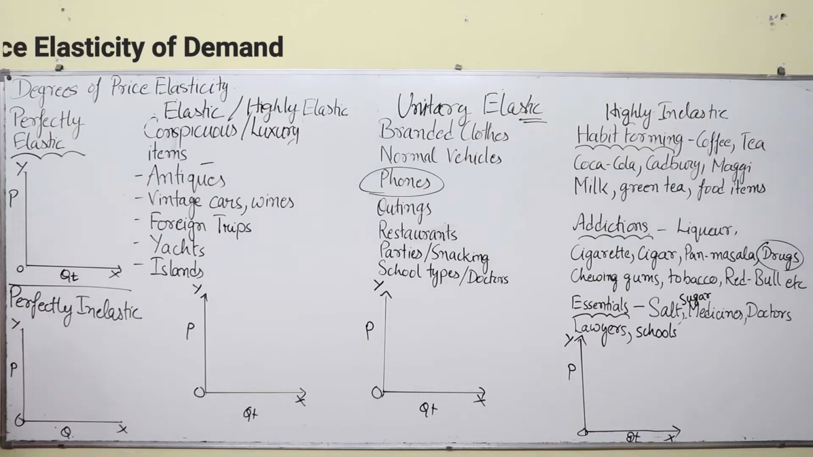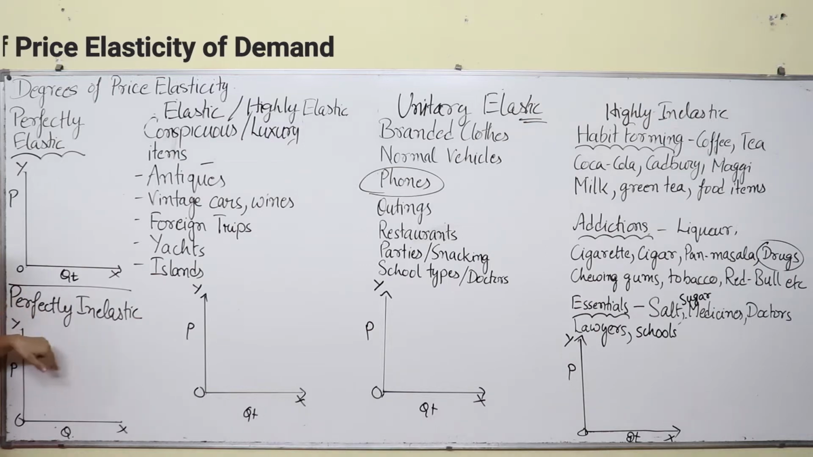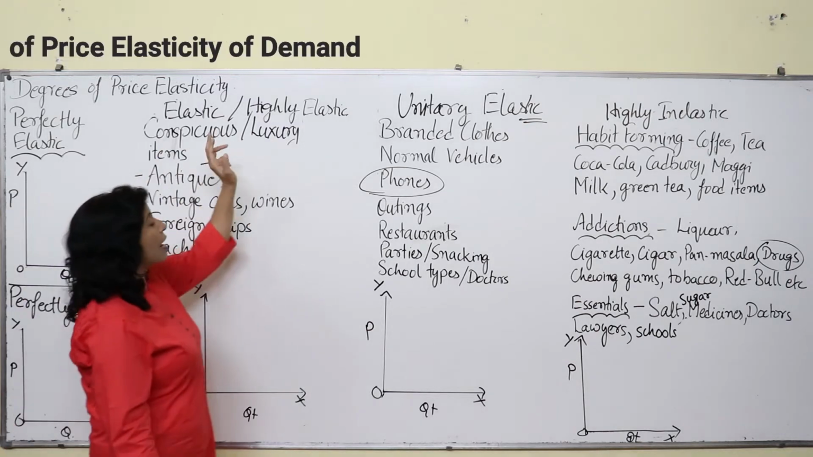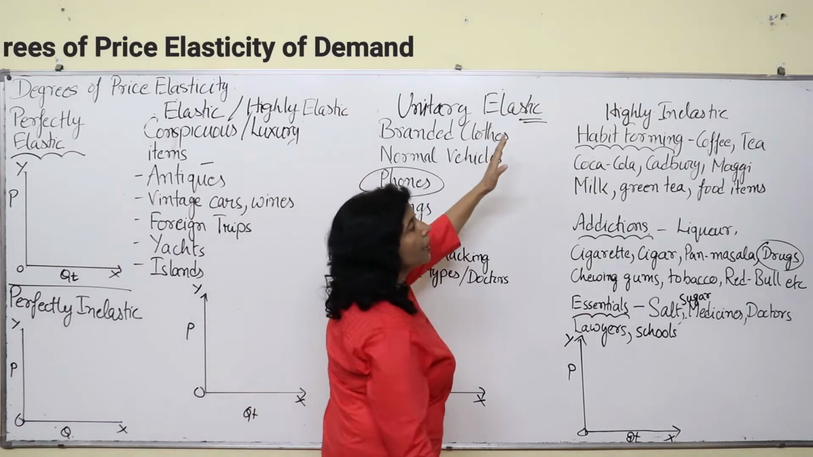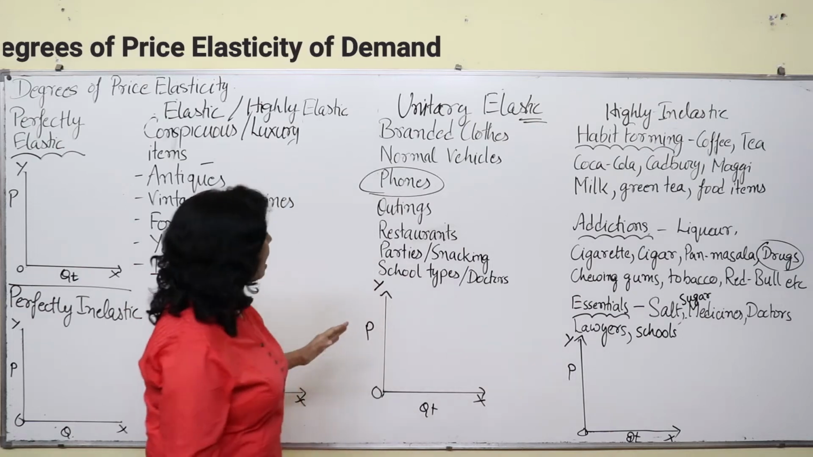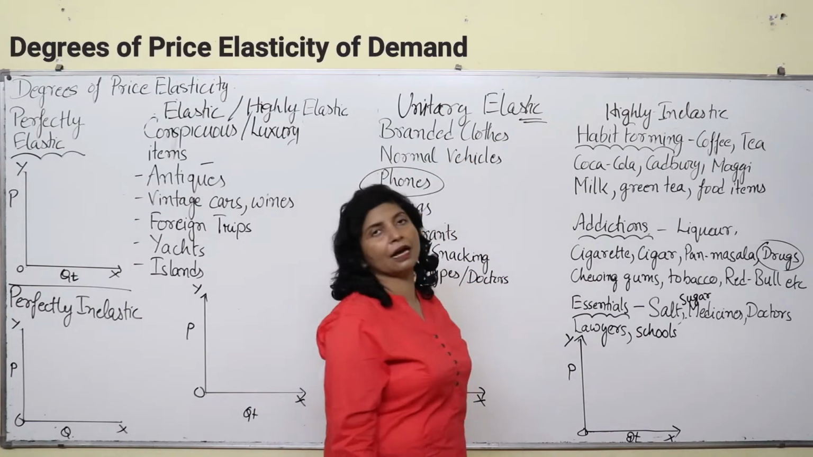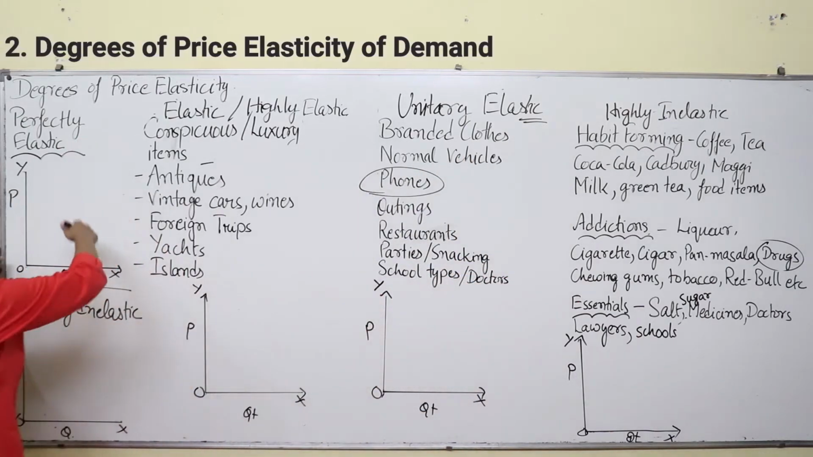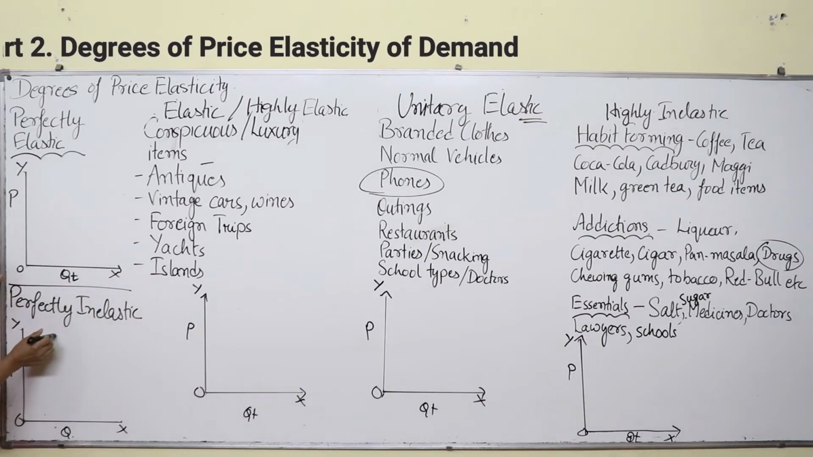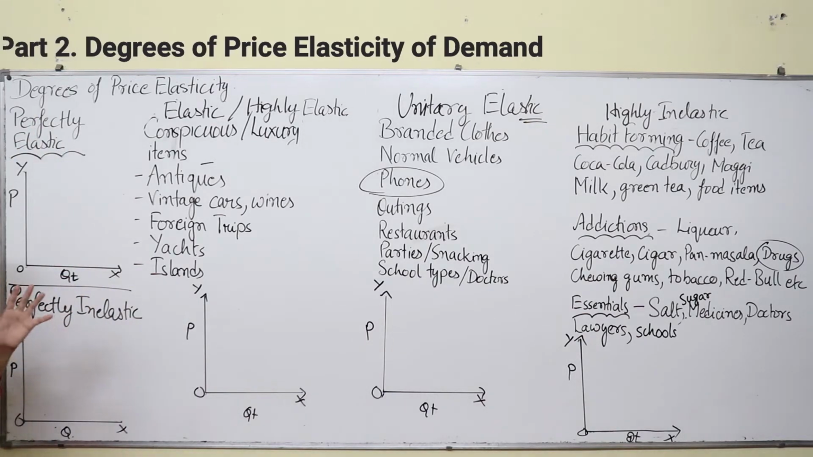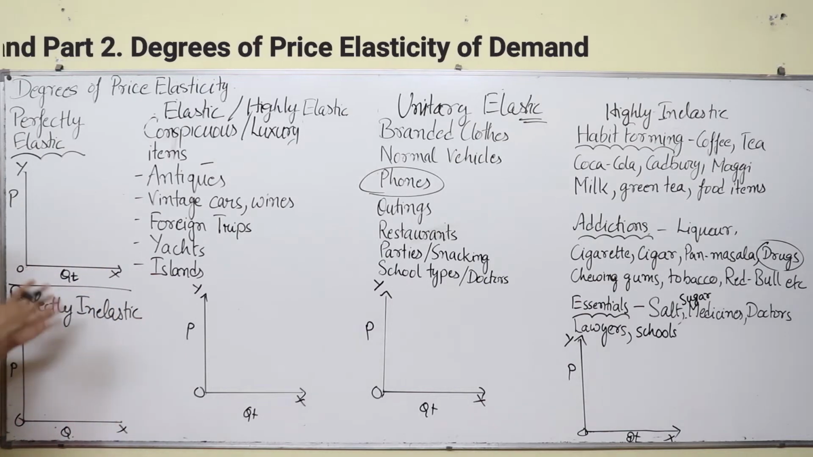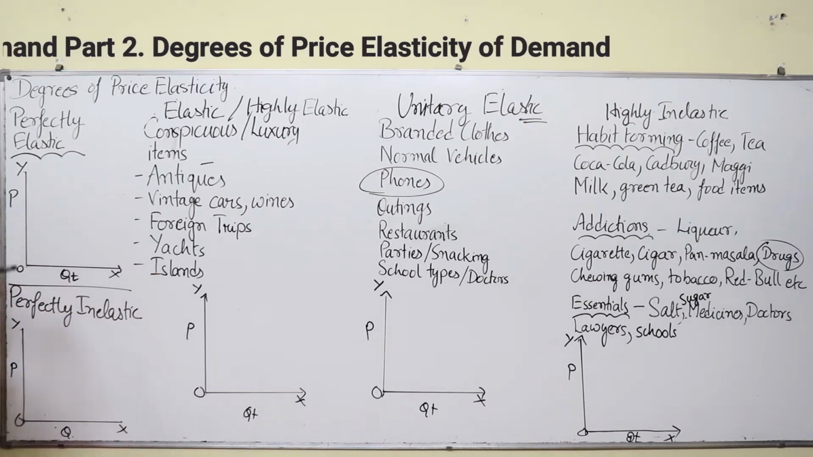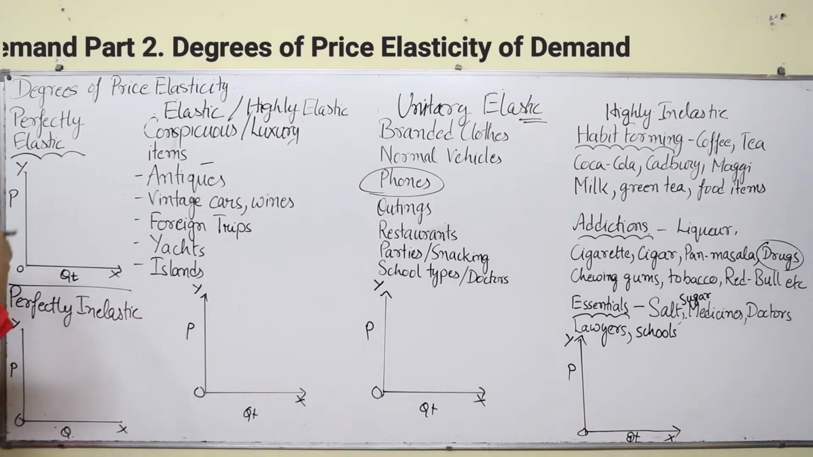We have perfectly elastic demand, then we have perfectly inelastic demand, then we have elastic or highly elastic demand, then we have unitary elastic, then we have highly inelastic demand. So these are the two extremes. Perfectly elastic and perfectly inelastic are the two extremes. They are not normally found in real life, but they are studied in books and in theory. However, nearly perfectly elastic and nearly perfectly inelastic are found.